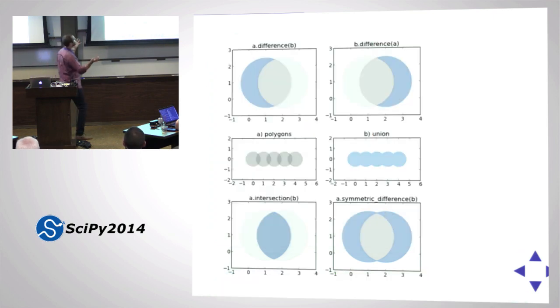So here are some various different things you can do, right? Here's A is a geometry dot difference B. Those are two circles, so difference them. So you're erasing one from another. B dot difference A. You're erasing A from B. Here's some polygons. Then you can union them. So this would be union all these polygons. Here's an intersection, asymmetric difference, yada, yada, yada. All sorts of geometric operations.